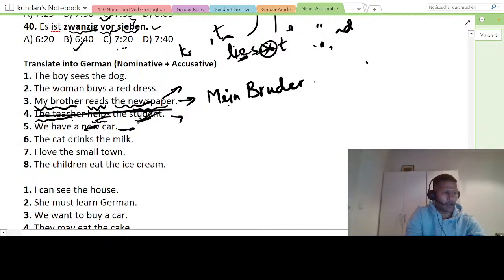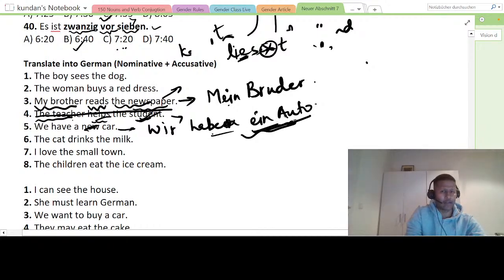We have a new car. Forget about new. Just make we have a car. Let me see who can make it correctly. Question number 5. Wir haben ein Auto. What auto? Ein Auto. Das Auto. It will not change. Okay. Das Auto will remain. Ein Auto will remain ein Auto in accusative because this is das. In nominative, the changes to what? In accusative den. But this is das Auto, so there will be no change.